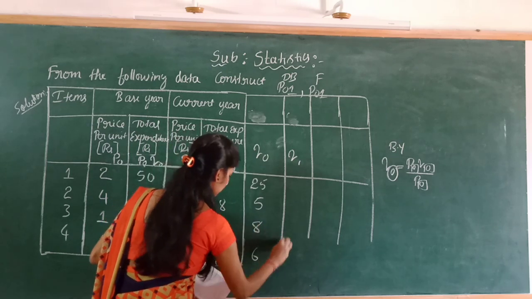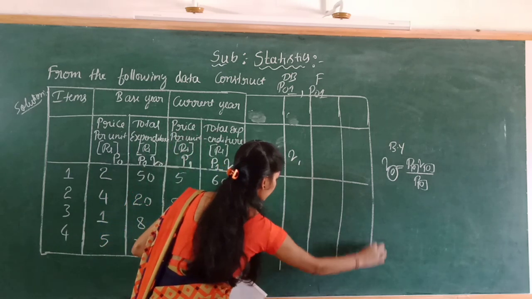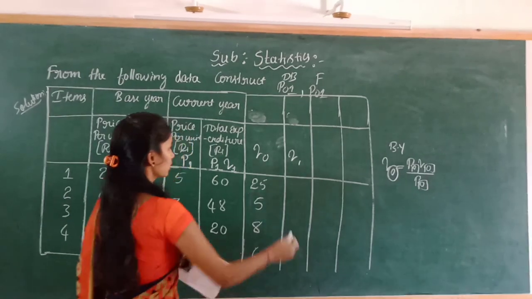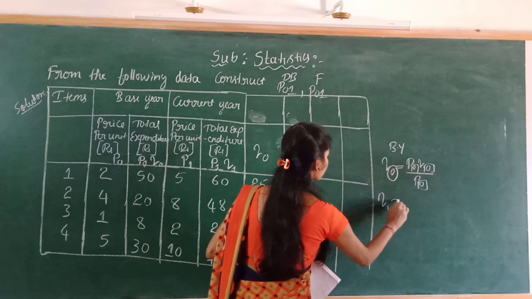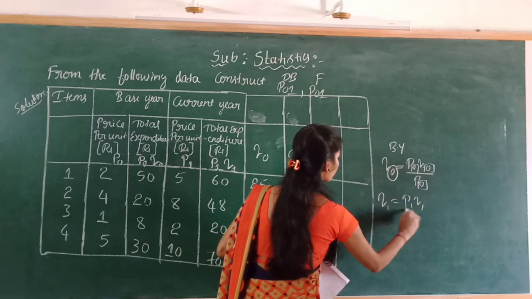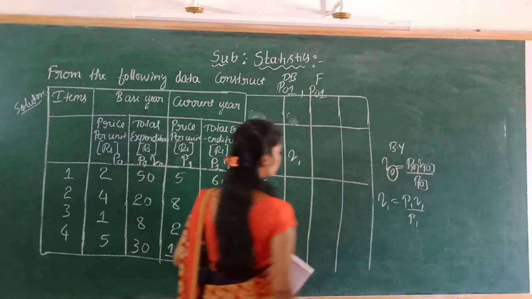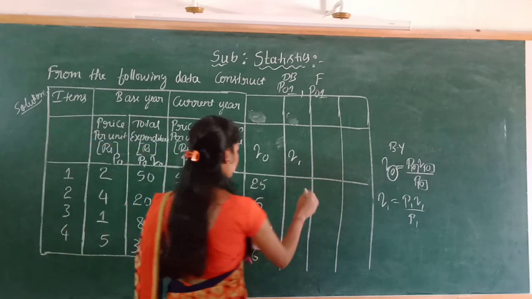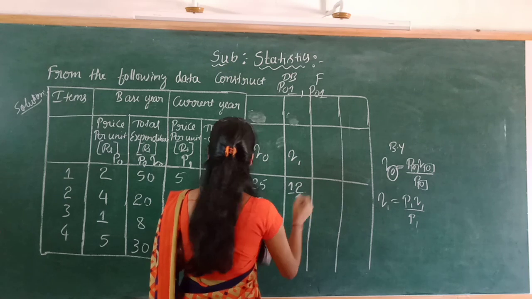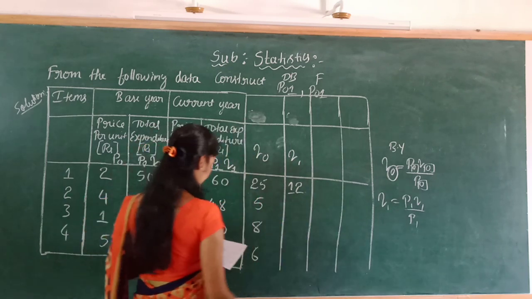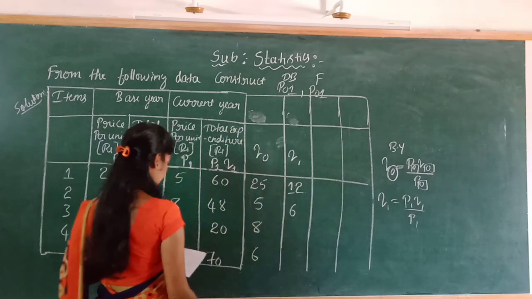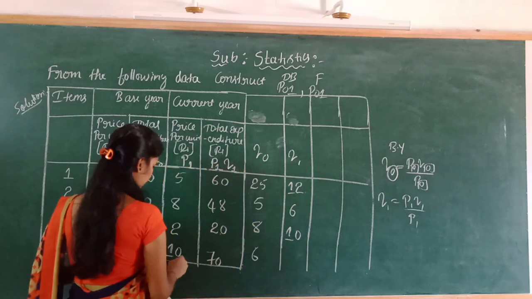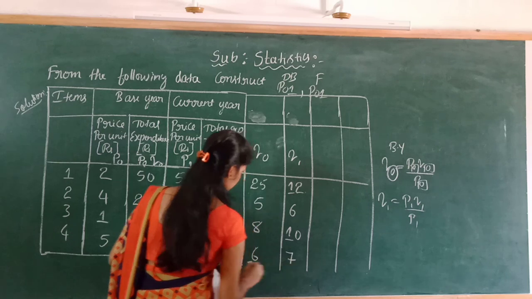Next one is 8, 6. And next Q1. The formula for calculating Q1 is P1 Q1 divided by P1. So P1 Q1 60 divided by 5, that is 12. Next 48 divided by 8, that is 6. 20 divided by 2, that is 10. Then 70 divided by 10, that is 7.